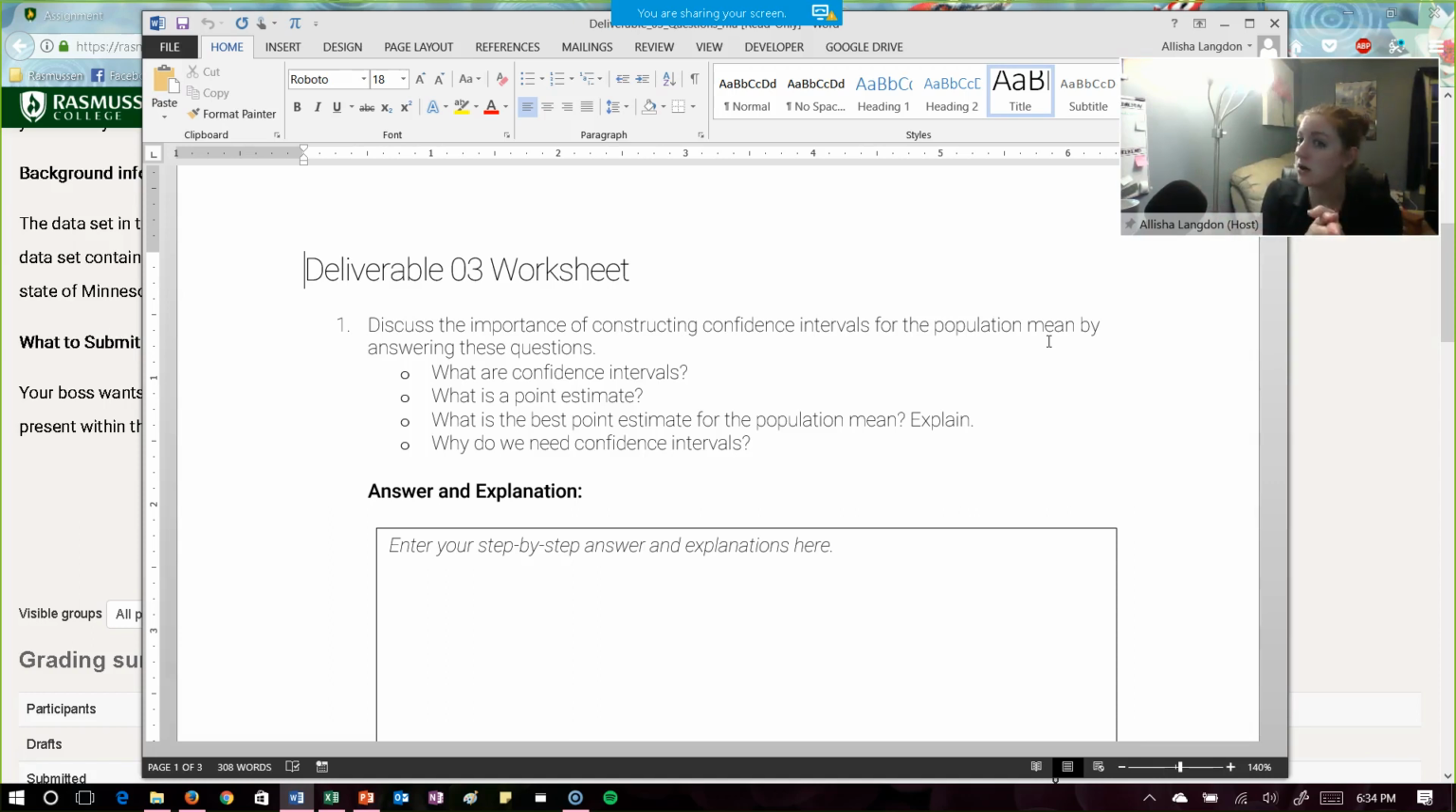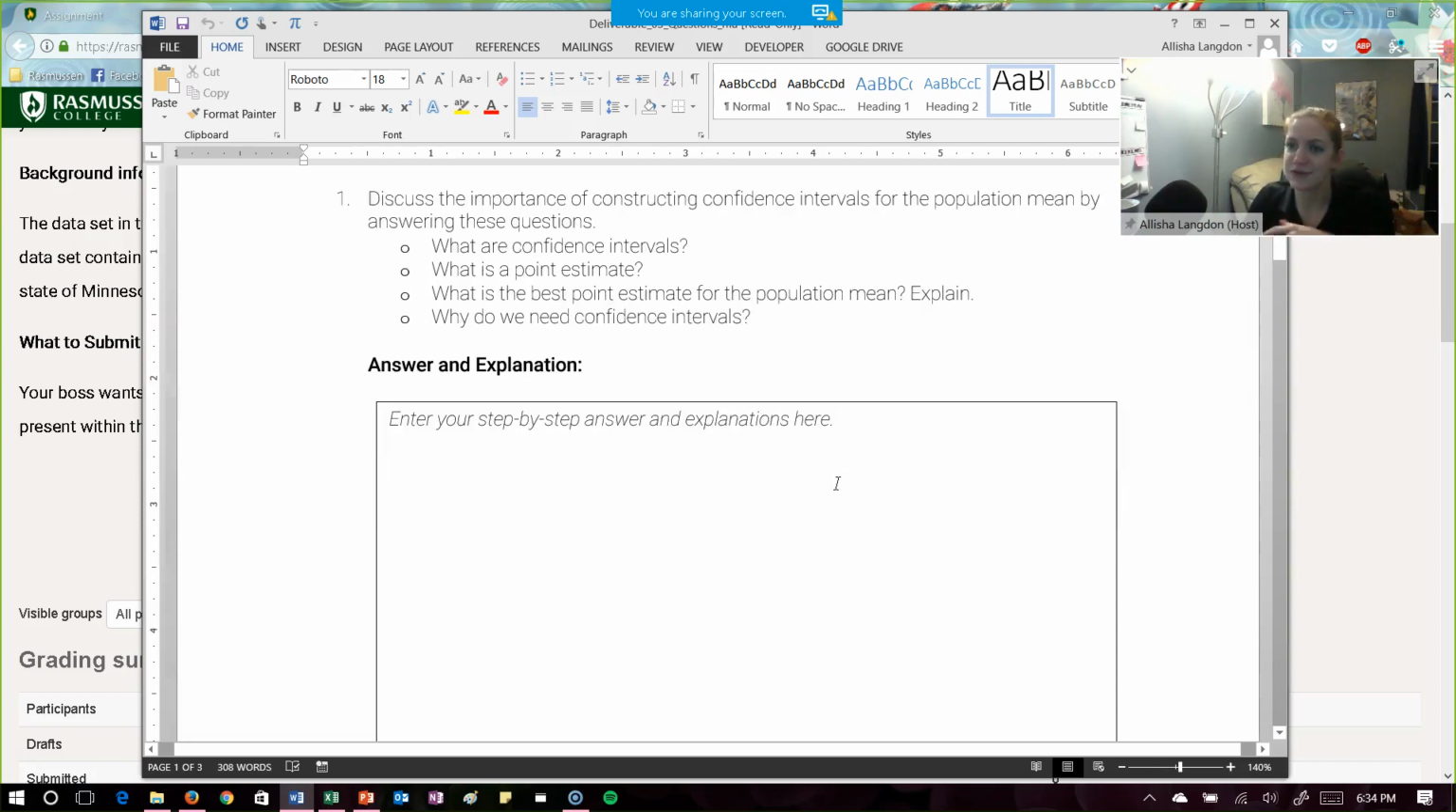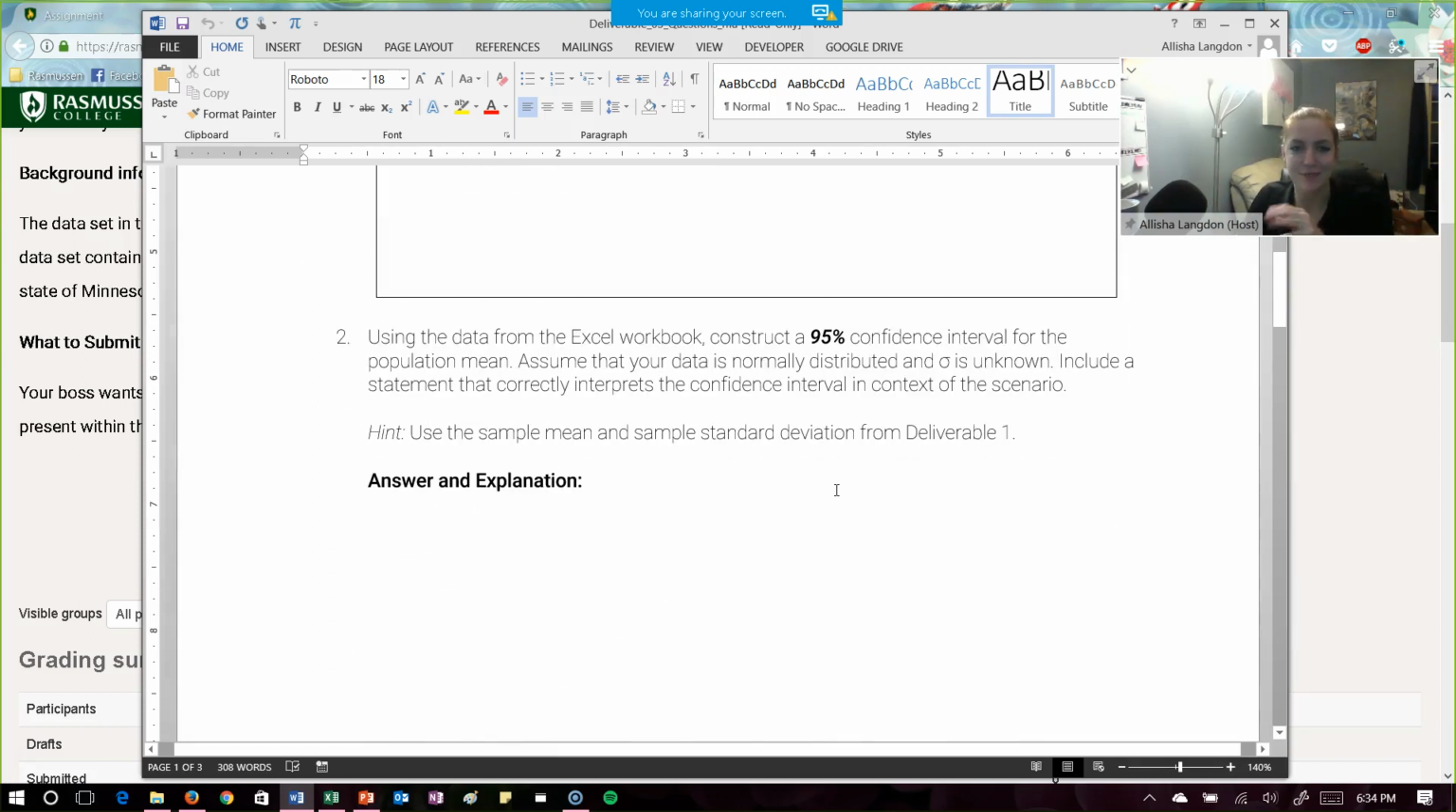But this must be in your own words. So make sure you're saying what confidence intervals are in your own words. Obviously, you can base it off of what we have in our notes. But why do you need confidence intervals? That's definitely going to be in your own words, because I didn't really give that directly to you.